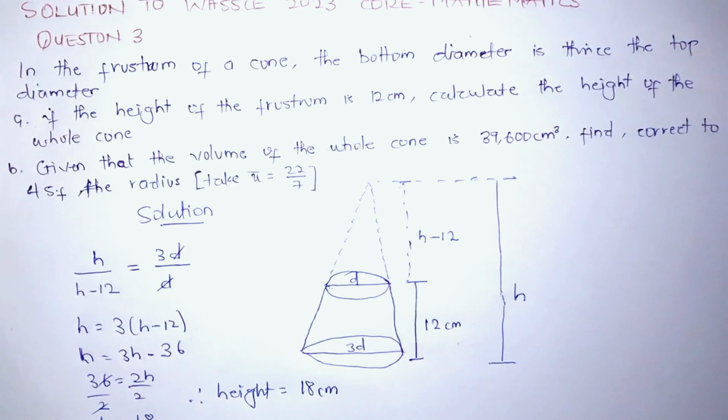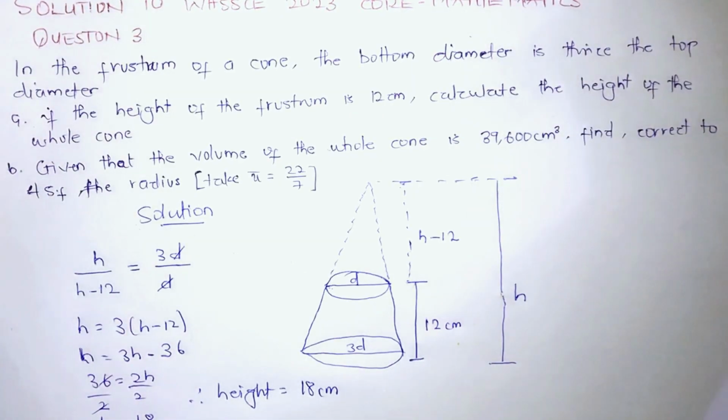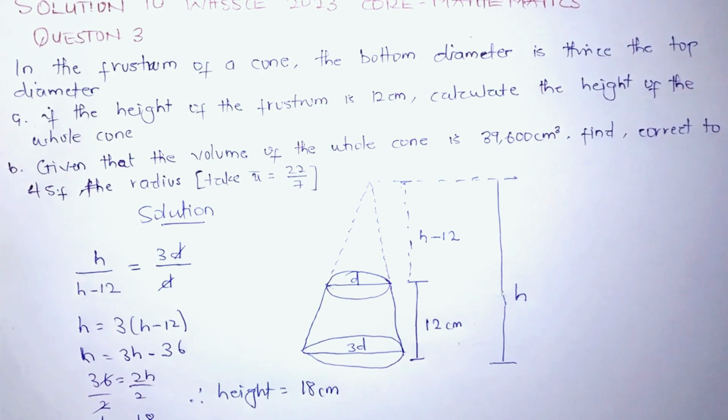Now the second part is that given that the volume of the whole cone is 39,600 centimeter cube, find correct to 4 significant figures the radius. Take pi to be equal to 22/7. So this time around, we want to calculate the radius.